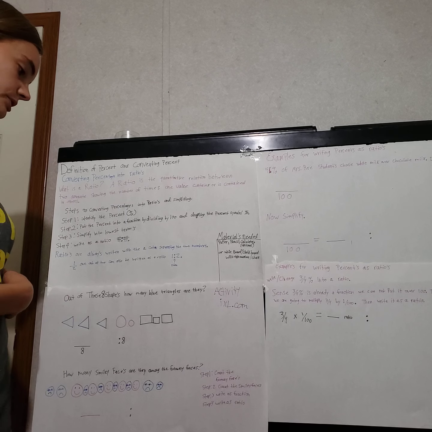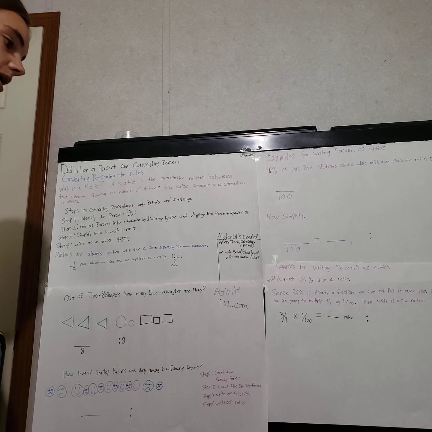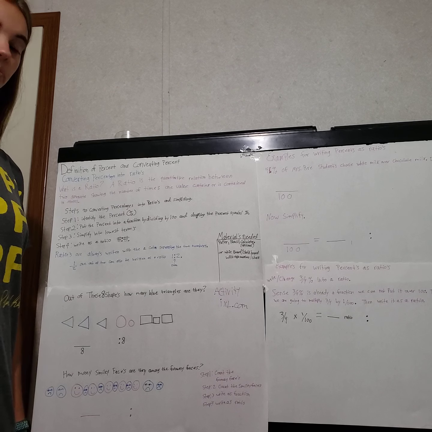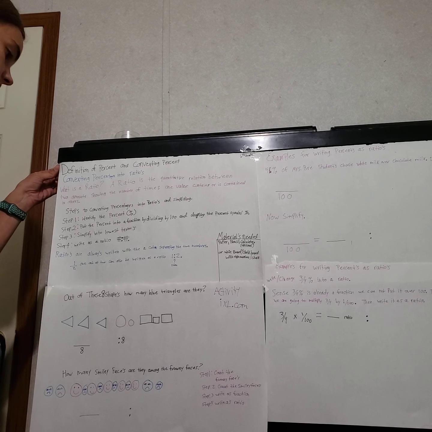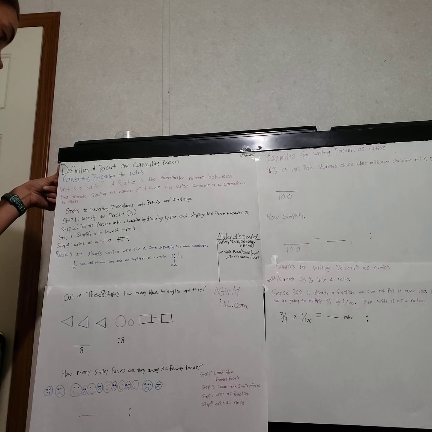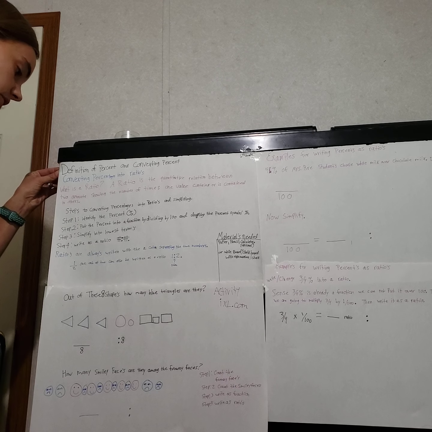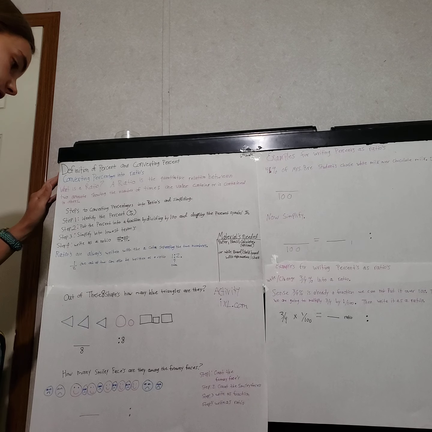So step 1, you're going to identify the percentage. Step 2, you'll put the percentage into a fraction by dividing by 100 and dropping the percentage symbol, which most of you probably know what a percent looks like. However, 6th graders may not. Step 3, simplify into lowest terms. Step 4, write as a ratio.